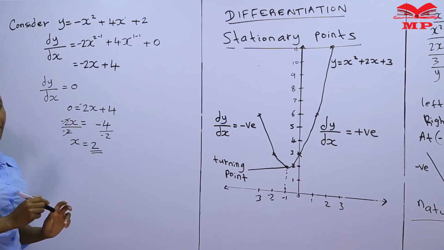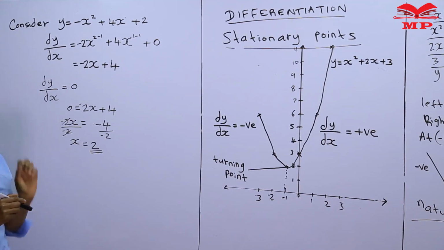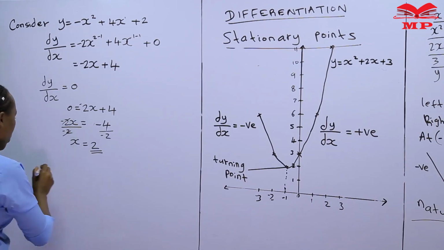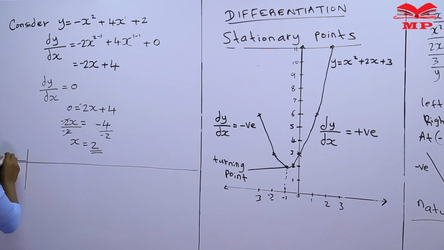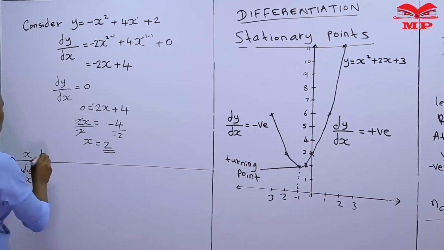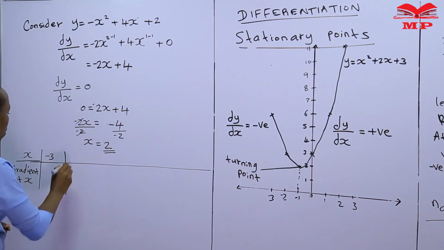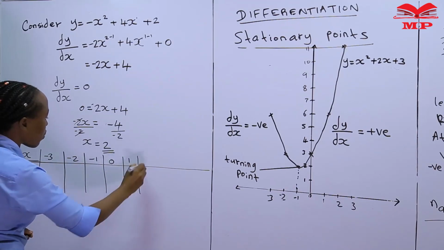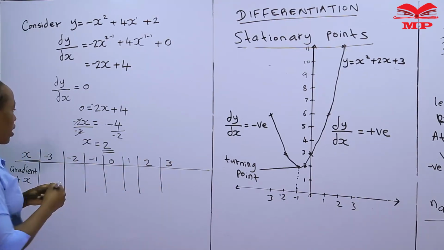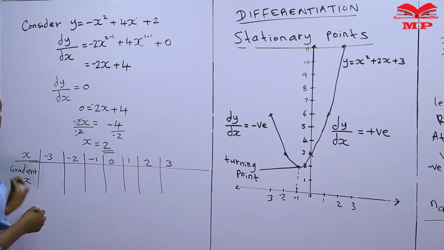Then we want to determine whether we are going to have a minimum or what the nature of the stationary point is. Again, we consider the points. We consider values of x, and then we get the gradient at x. We can start with -3. We have values on the negative side and also on the positive side, 1, 2, up to 3. Then we get the gradient at x, so our x is -3.